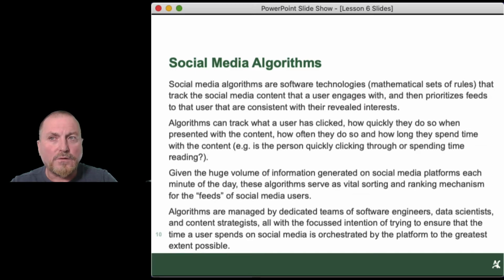They're mathematical sets of rules that track the social media content that a user engages with and then prioritize feeds to that user that are consistent with their revealed interests, all right? So algorithms track what a user has clicked, how quickly they do so when presented with the content, how often they do so, and how long they spend time with the content. Is the person quickly clicking through or spending time reading? That's vitally important information. It reveals level of motivation, and they have formulas for assessing this. Okay, if you spend so much time on it, how motivated are you? They can come up with what they call a motivation number, for tracking motivation on social media.